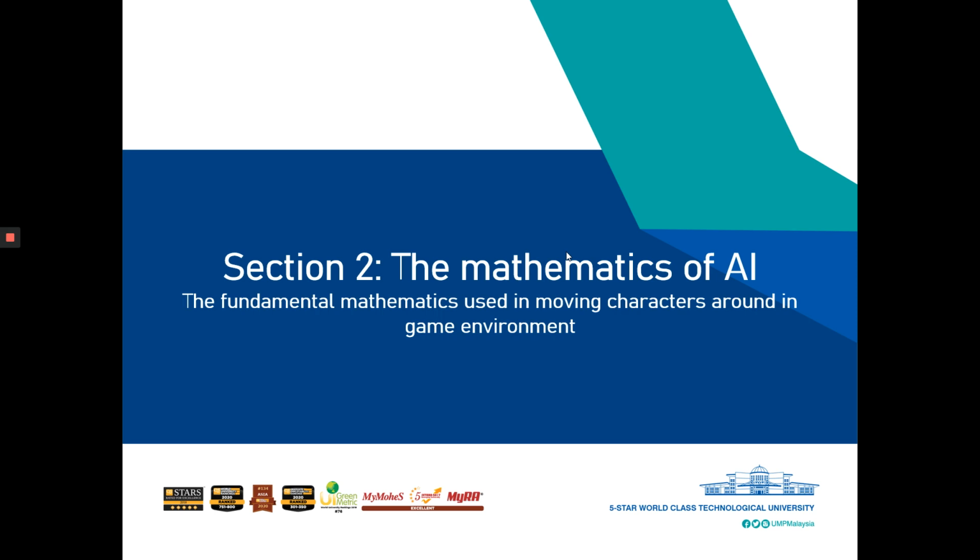Why do we need to know about the mathematics before we can learn AI? It is fundamental so that you can use mathematics to move your character around within your game environment. And by knowing the mathematics of AI, you should understand how your game space looks. Which game space do you want to use, either orthographic or perspective? We are going to take a look at that in Unity later on.